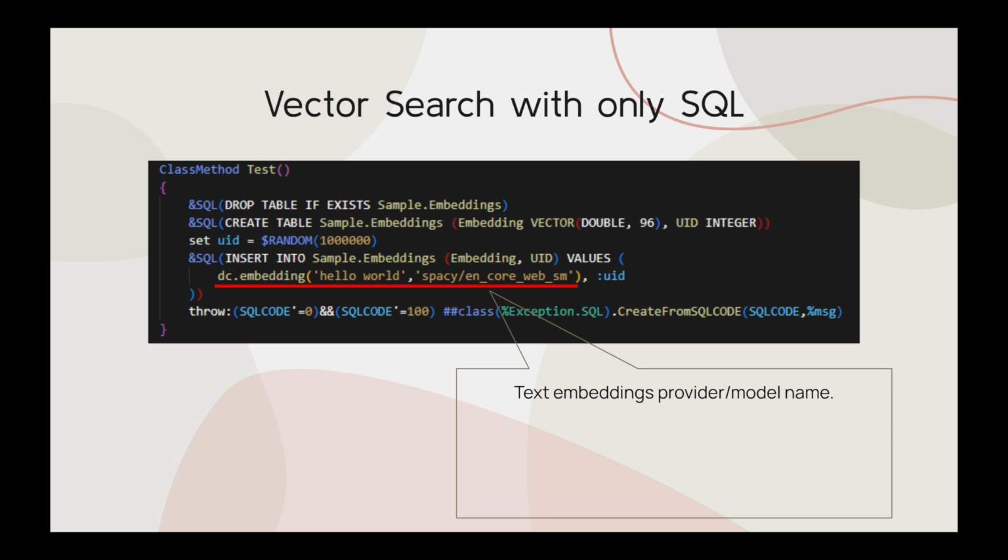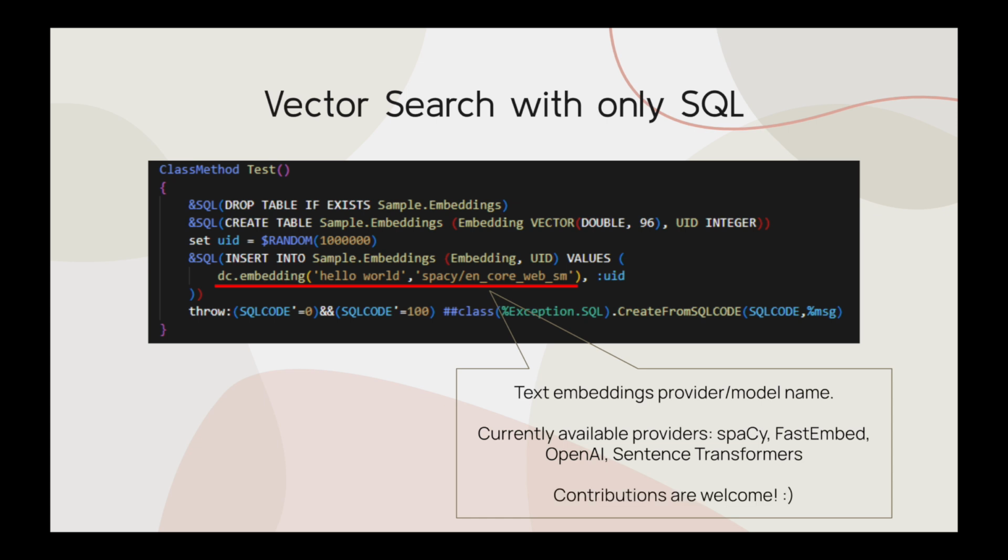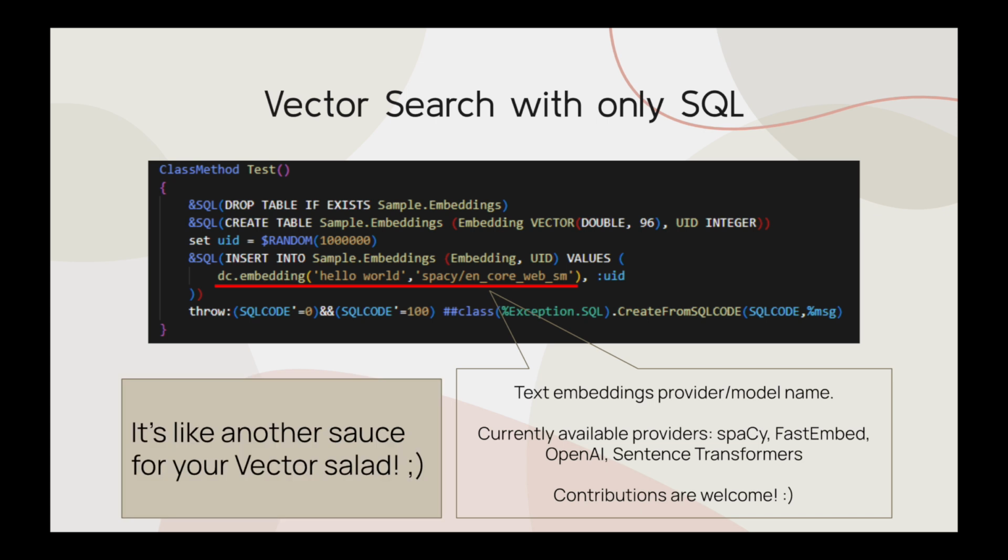Its first parameter is the text you need to generate embeddings for. The second one is an identifier for the embedding provider, the Python lib, and the model name recognized by this provider. So, it allows you to use different embedding providers. Currently, it allows using models from spaCy, FastText, OpenAI, and Sentence Transformers. If you are interested in another provider, please let us know. Also, as an open source project, contributions are very welcome. In summary, it's another way to use embedding with SQL in addition to the current ones.